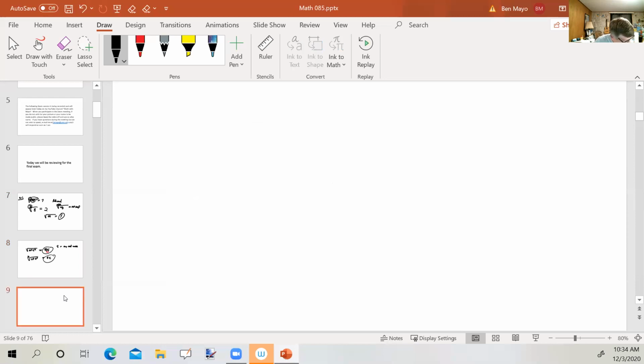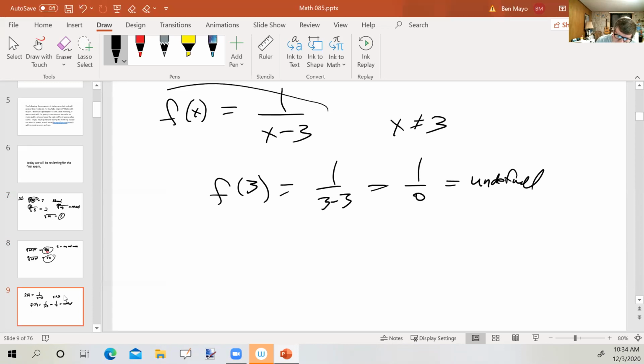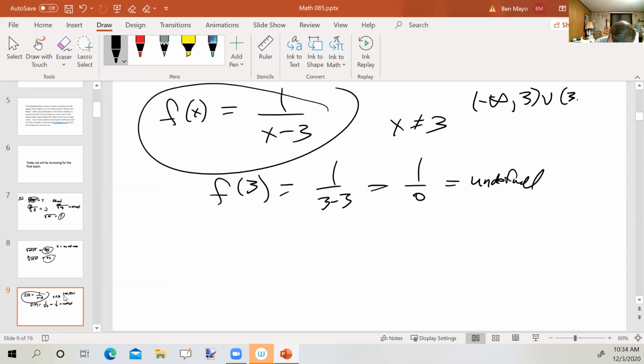Let's talk about domain. We've looked previously at something like f of x equals 1 over x minus 3. And we said that x can't equal 3 because f of 3 would be 1 over 3 minus 3, which is 1 over 0, which is undefined. So here, the domain would be all real numbers except 3. Okay, so that's dealing with the denominator can't be 0.